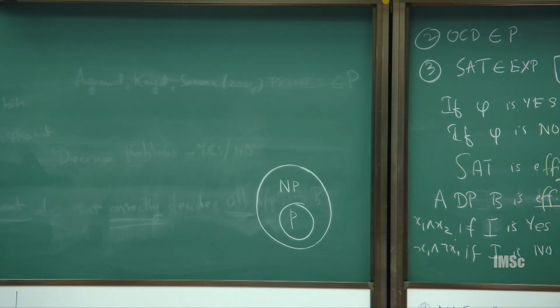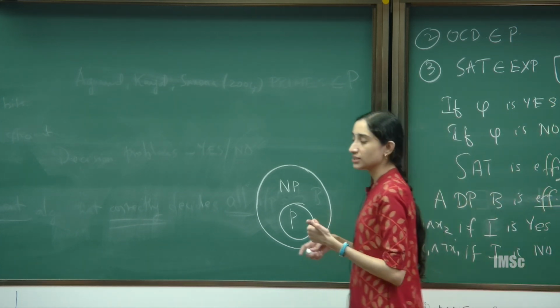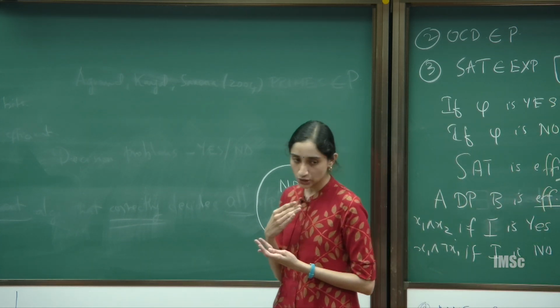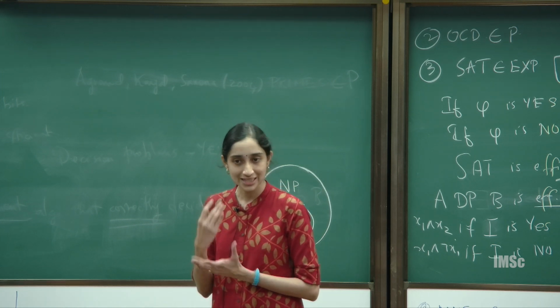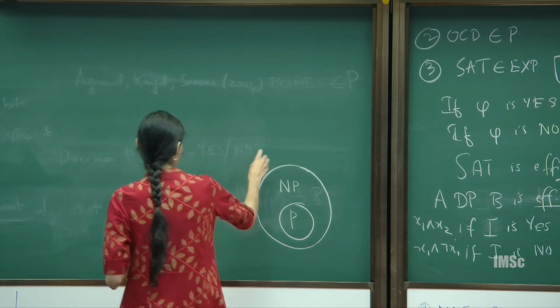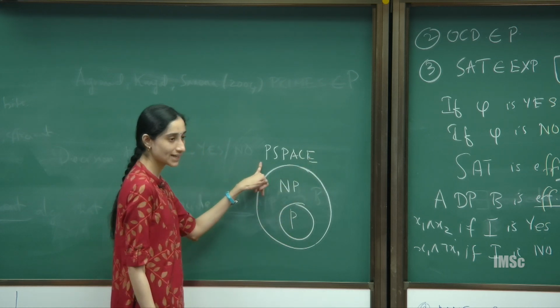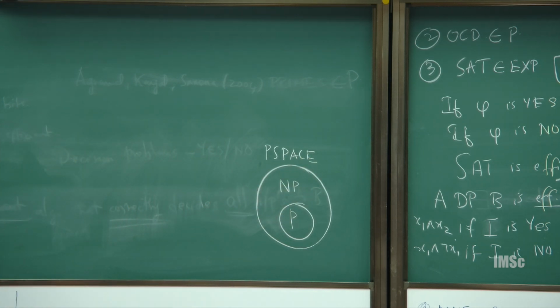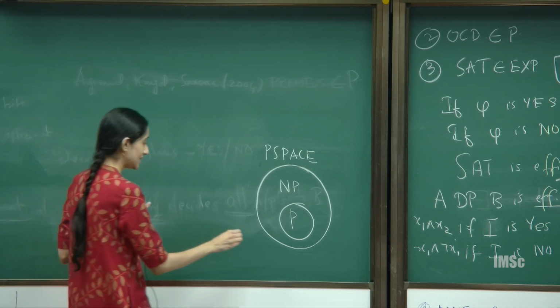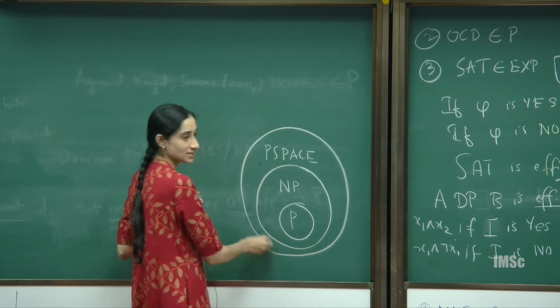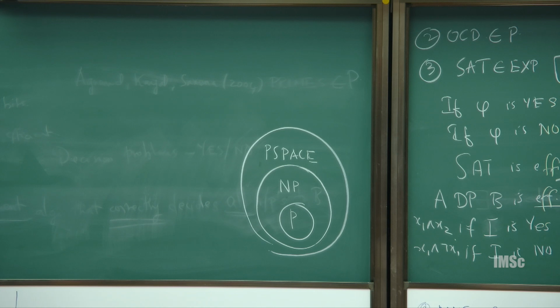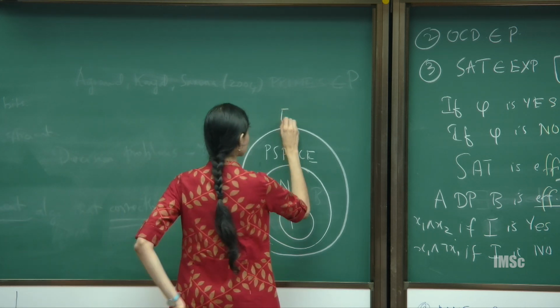But space is also a consideration. So you can ask for algorithms that use logarithmic space, polynomial space, exponential space, and so on. So PSPACE is the class of decision problems that have algorithms that use polynomial space. I'll leave it as an exercise that every problem in NP is contained in PSPACE. And every problem in PSPACE is contained in EXP.